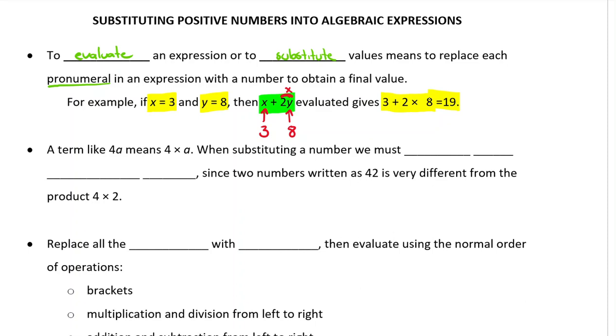The next dot point talks about 4a. So the term 4a means 4 times a, which we just had to do in our last question. So when substituting a number, we must always include that multiplication sign. Since if we just had 4a and we just went, oh, here's my 4 and the a is 2, it would look like the number 42. But that's a very different thing to 4 times 2, because 4 times 2 is equal to 8, and that would be the correct answer, 8.